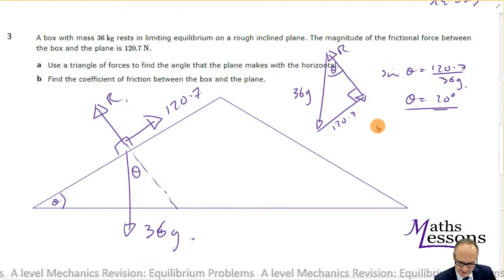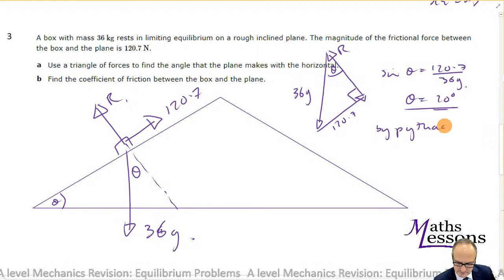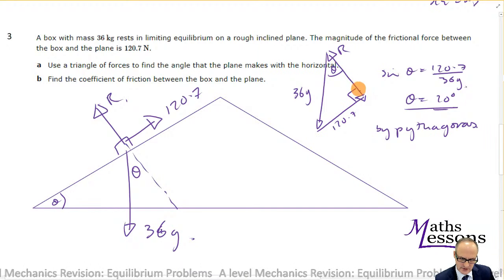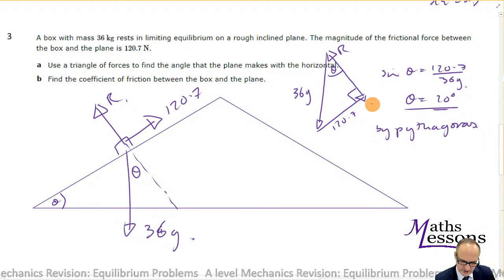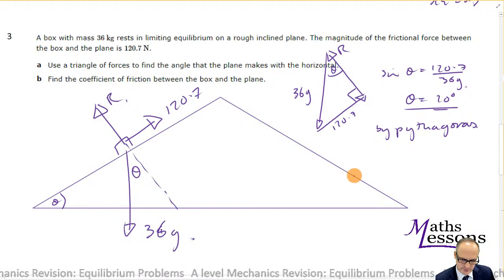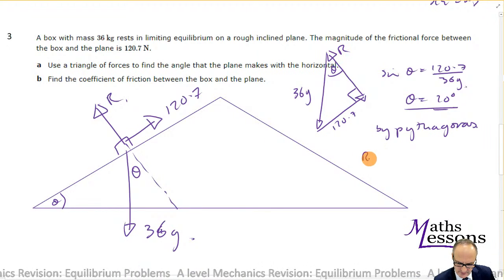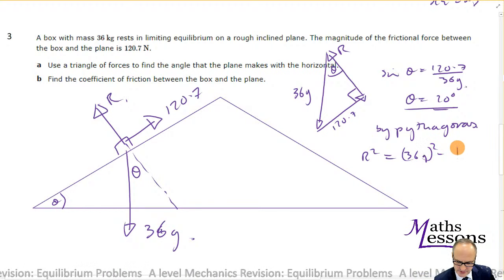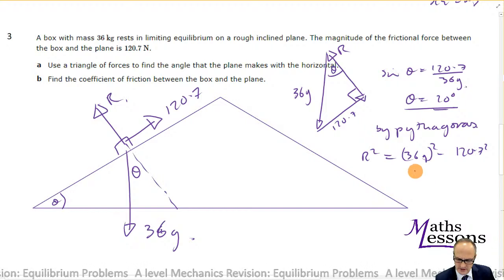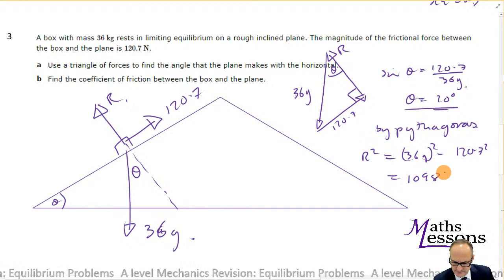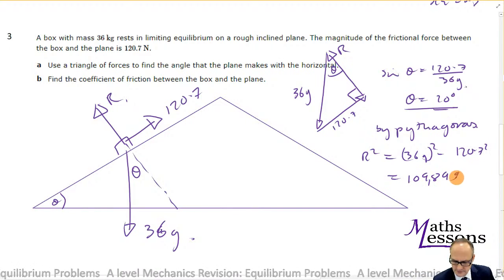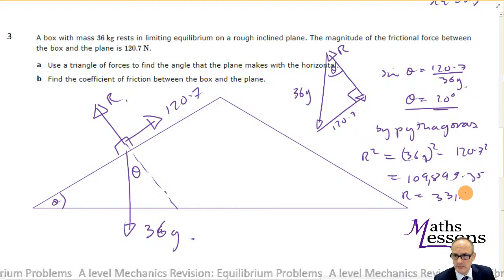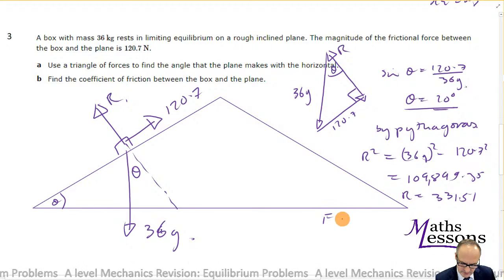Next, by Pythagoras, we can do the coefficient of friction. We can find out what the normal reaction is, because we're going to need to know the normal reaction, since we know that F equals mu R. So we're going to work out the normal reaction. We know that R squared will equal 36g all squared minus 120.7 all squared. If we work that out, we get just over 109,000. And therefore, R will equal about 331.51. So the friction equals mu R.